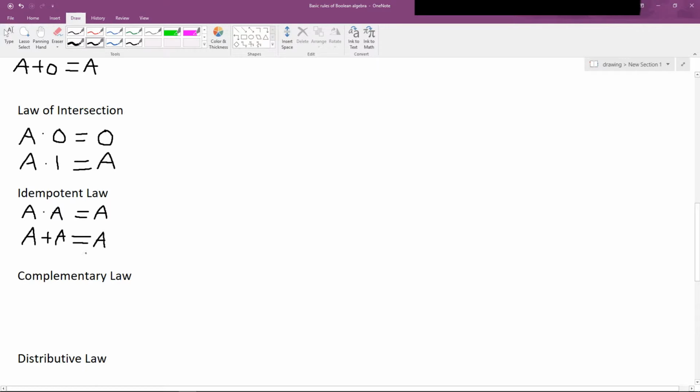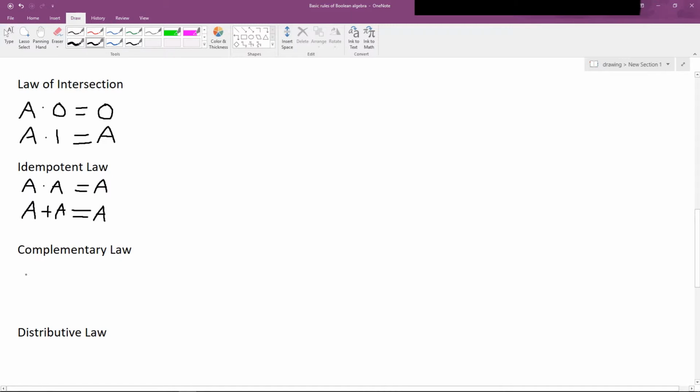Next is the complementary law, which looks like this. A ANDed with its complementary value is always 0, since one of these has to be low, and you can't have a low in an AND gate if you want high output. So 1 ANDed with 0 or 0 ANDed with 1 will always give 0 or low. However, if we use an OR gate, really the opposite happens. Since we always have a 1, we always output a 1.